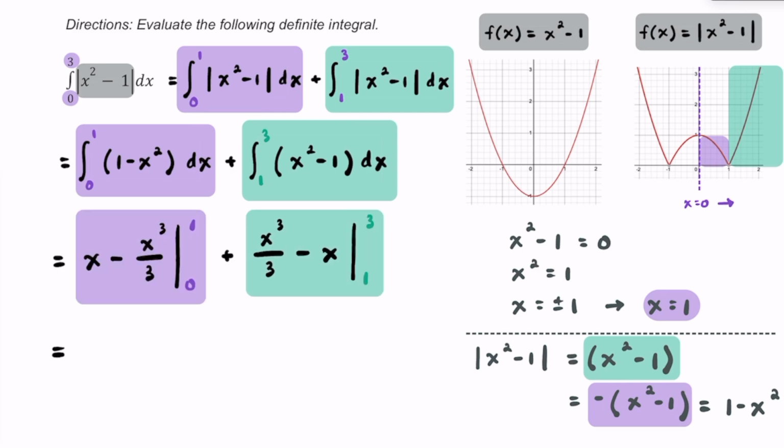All right, so evaluating, let's make some substitutions here. For this first part, let's plug in 1. I'm going to use parentheses here and say this is going to be 1 minus 1 cubed, 1 to the third power over 3. Close that off, minus. And this part's a little silly to write, I guess, but I'm just going to write it out in case it's more clear. It's going to be 0 minus 0 cubed over 3.